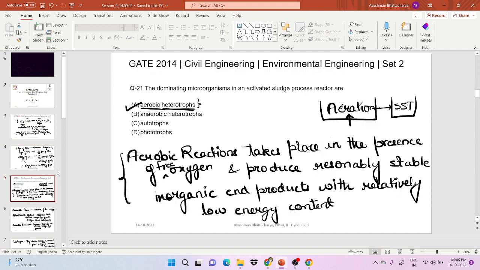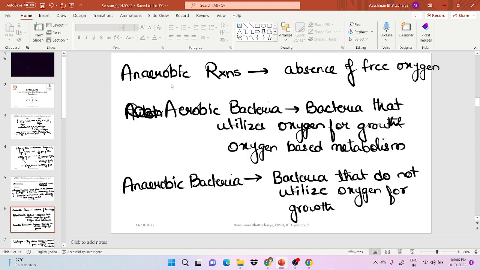In the second question, the dominating microorganisms in an activated sludge process reactor are, they are given four options: aerobic heterotrophs, anaerobic heterotrophs, autotrophs, and phototrophs. So in this, we first discussed what aerobic reactions are. They take place in the presence of free oxygen and produce reasonably stable inorganic end products with relatively low energy content. Anaerobic reactions occur in the absence of free oxygen.